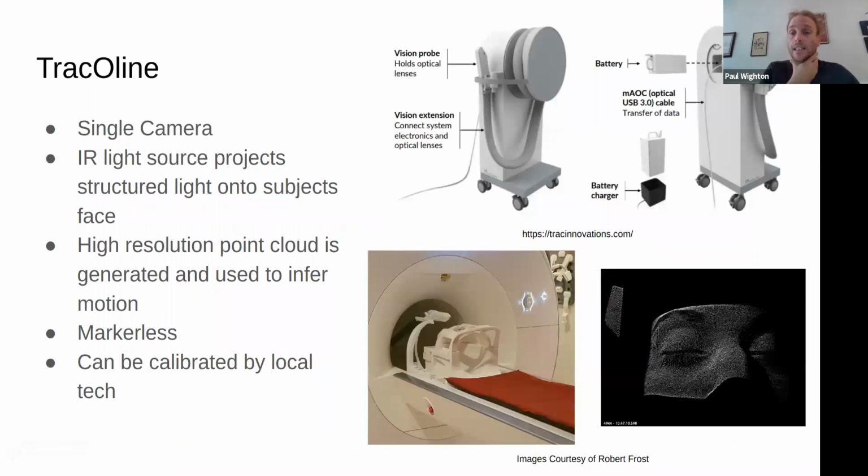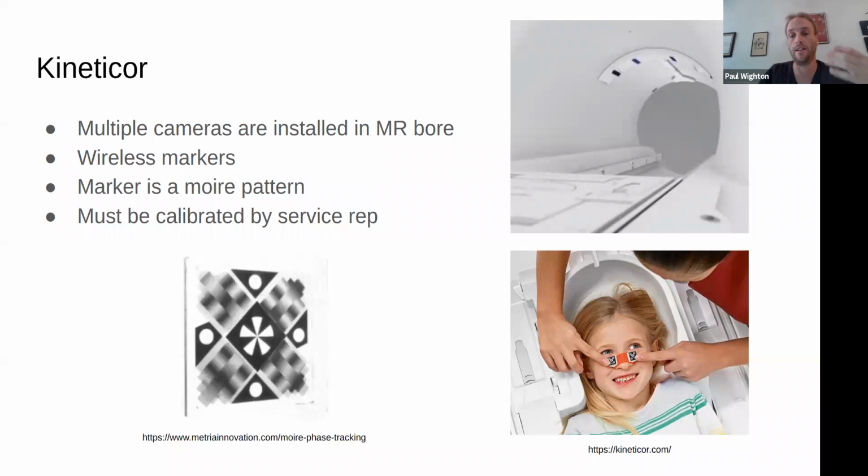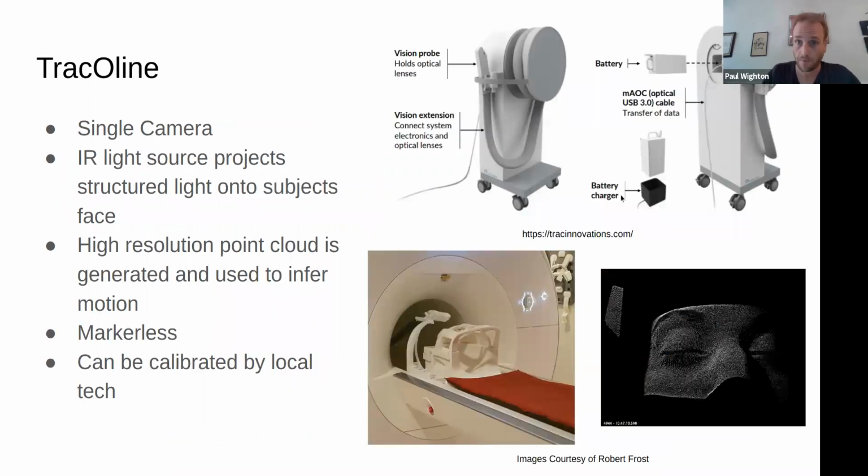TracOline is a system we've worked quite a bit with. They're close collaborators of ours. The novelty of this system is that it's markerless, so there's no marker that needs to be attached to the subject. What you have is this unit that sits at the back of the bore, and then there's this long camera arm with fiber optic cable that gets spooled up and attached to the table here. This cable then runs all the way back to the back of the bore to this unit here.